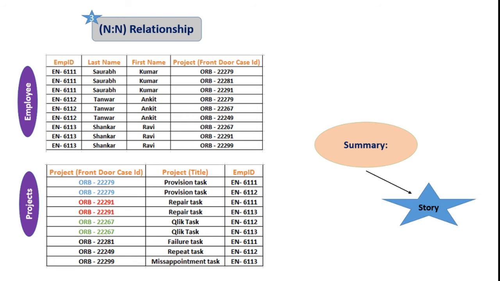Clearly we can see that more than one employee can be grouped into one project, right? More than one person can work on one project, and one employee can work on more projects as well, right? So many records in the employee table can relate to many records in the projects table, and many records in the projects table can relate to many records in the employee table. That's why we call this a many-to-many relationship, right?